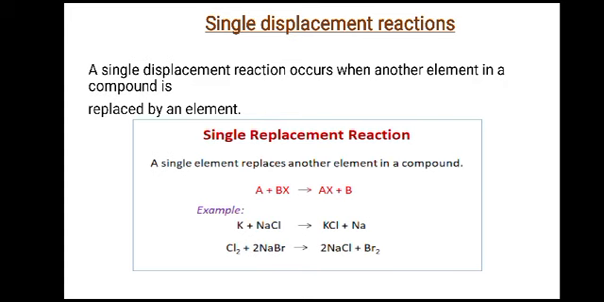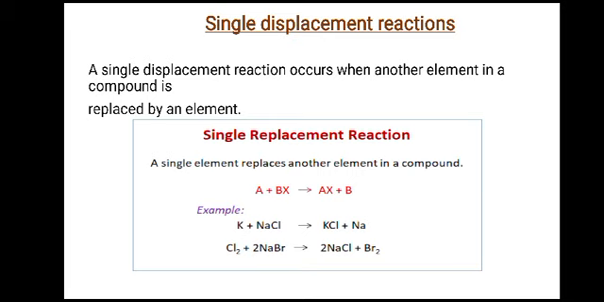Next is single displacement reaction. A single displacement reaction occurs when an element in a compound is replaced by another element. So here I have written a general reaction in which A plus BX gives AX plus B. An example is potassium plus NaCl, when treated, then KCl plus sodium is formed.